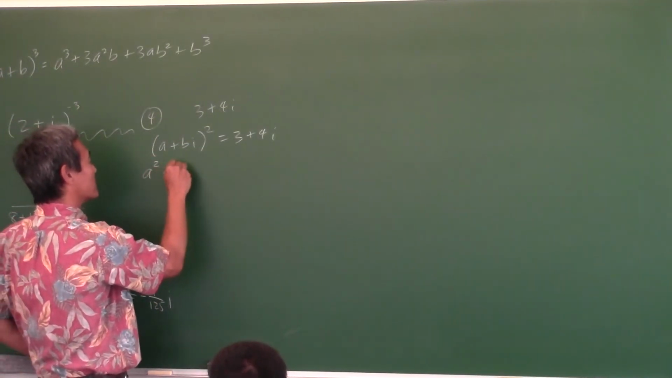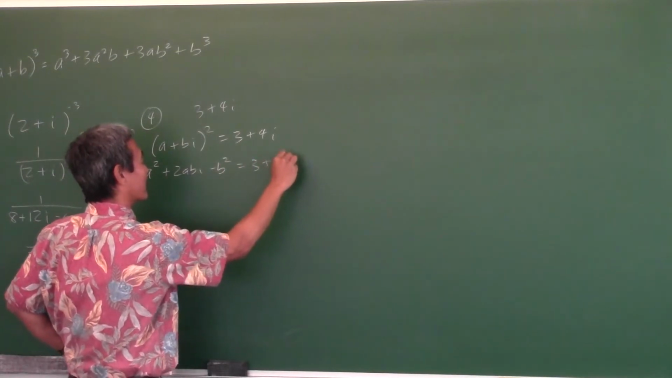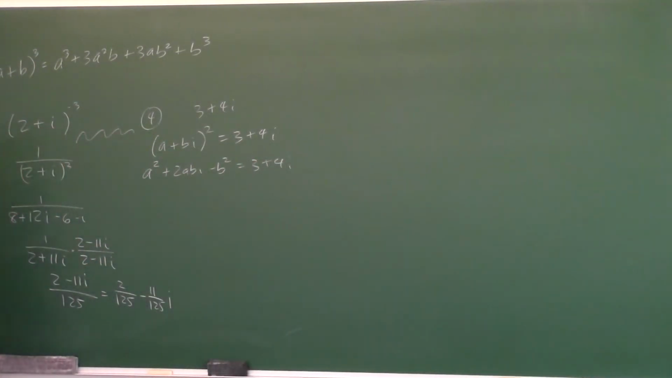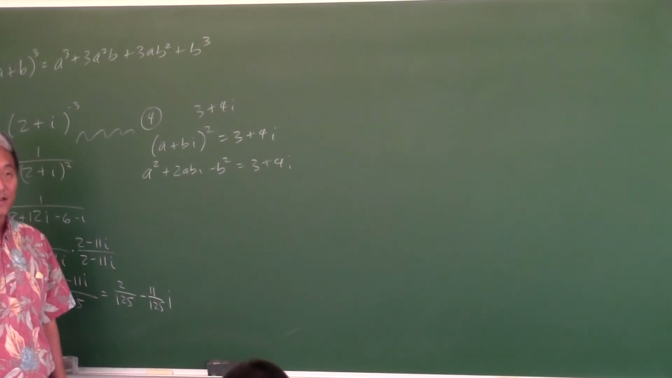a squared plus 2abi minus b squared is equal to 3 plus 4i. Did I do that correctly? Are you guys at the stage now, whenever you see i squared, you just do -1 already, right? In your head.